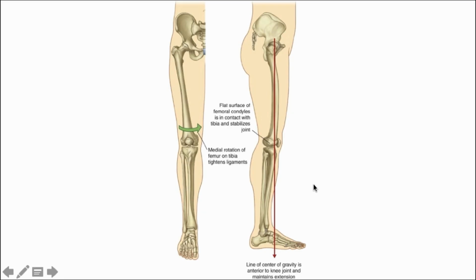All right, so we talked about the locking mechanism. We said how important it was to help reduce the amount of muscle work that we need to maintain a standing position, right? Because if you stand with even a little bit of flex at the knee, you work the muscles way harder than when you just lock your knees, right? So one component of the locking mechanism is a change in the shape and the size of the femoral surfaces that articulate with the tibia.